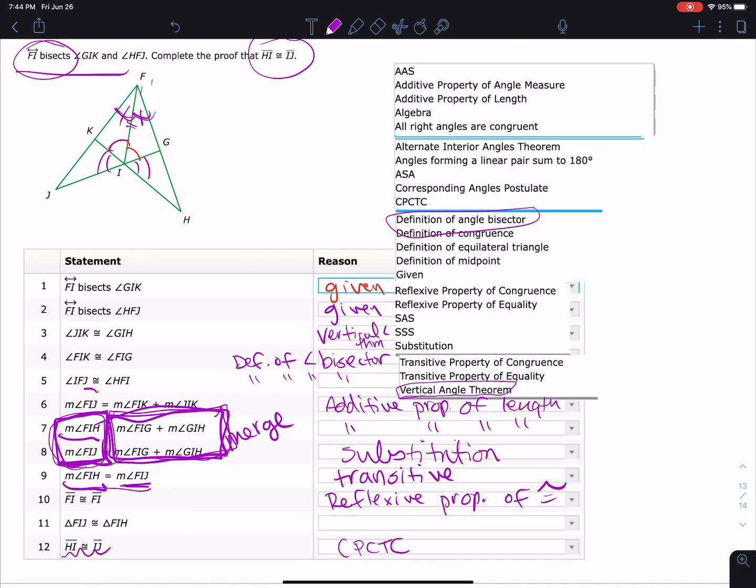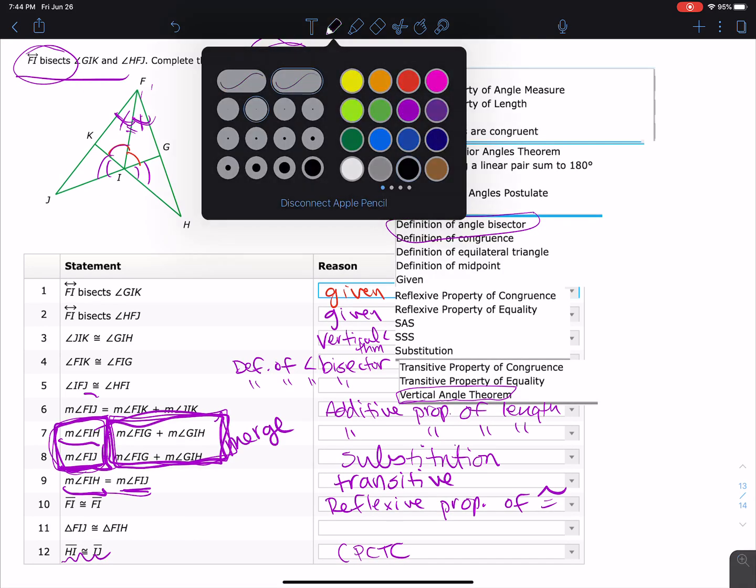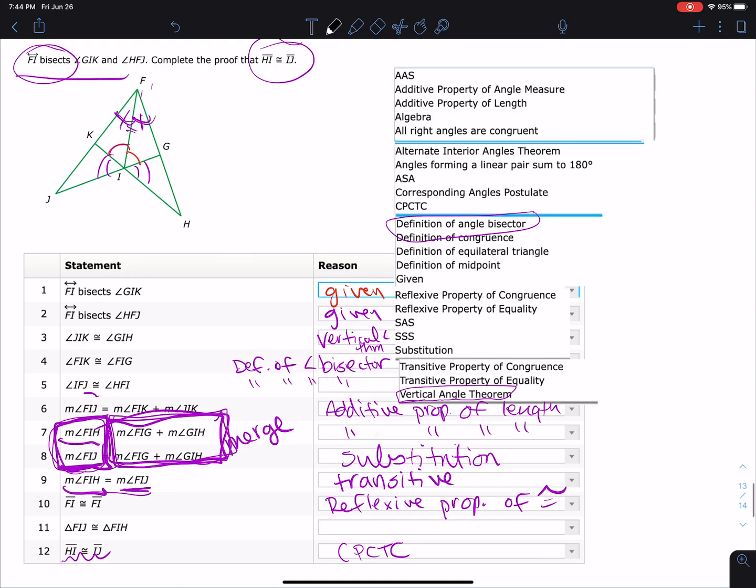Okay, and now how do I know FIJ is congruent to FIH? Well, look at my markings. Let me change into a different color. So it's going angle, side, angle. So it would be an ASA.